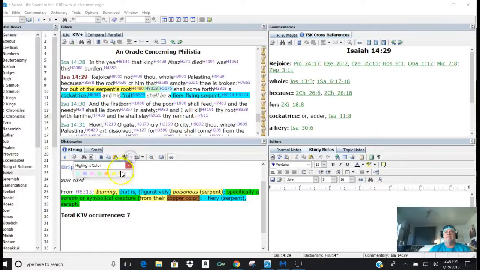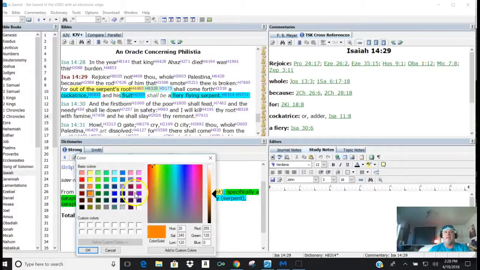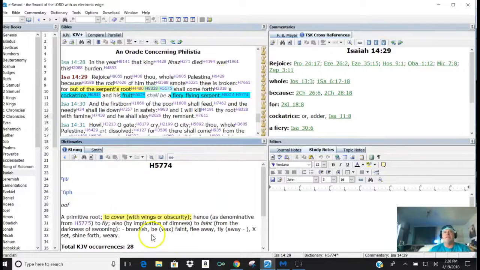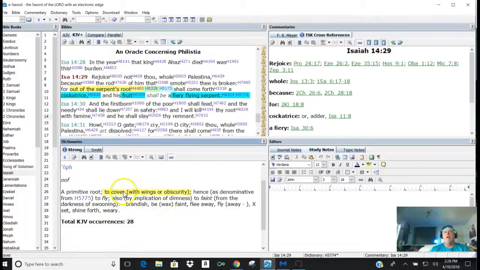So there it is. And I will find a better color for it right now. I think I will go with this. There you go. From their copper color. Wow. And then let's go to 54%. To cover with wings or obscurity. Okay, so this is very, very strange that a guy that claims to be speaking to God, by the way, their God is the God of this world. That's Satan. The Lord God is not the God of this world.